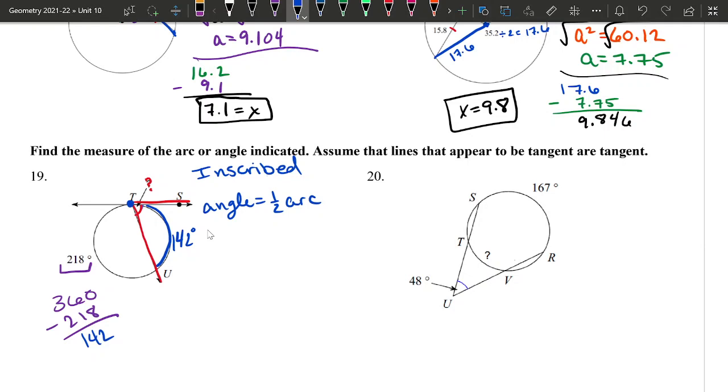And now I can solve for the angle. So angle STU is equal to half of the arc, and the arc is 142 degrees. So that means angle STU is 71 degrees.